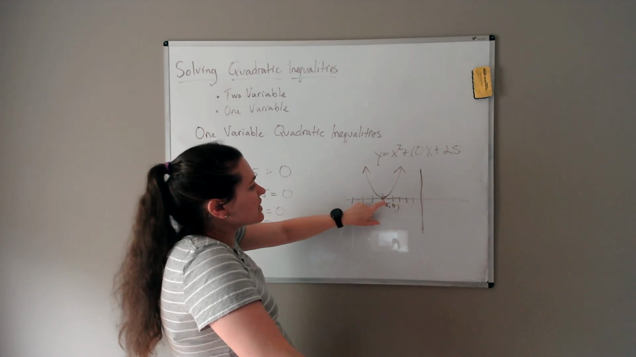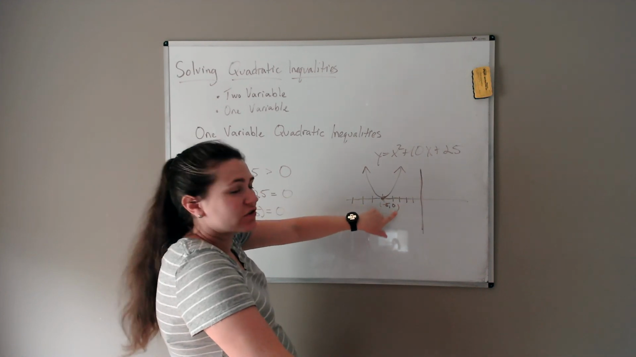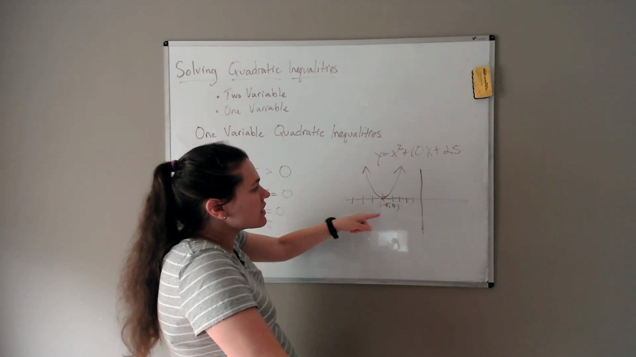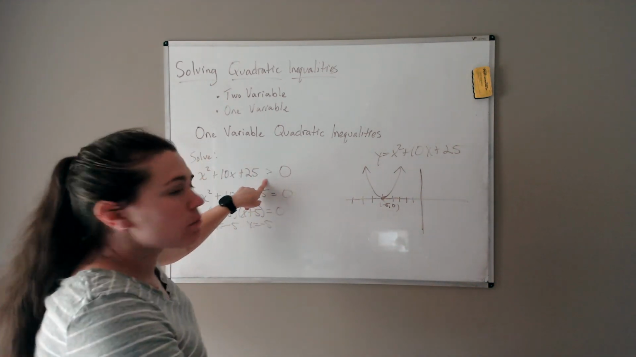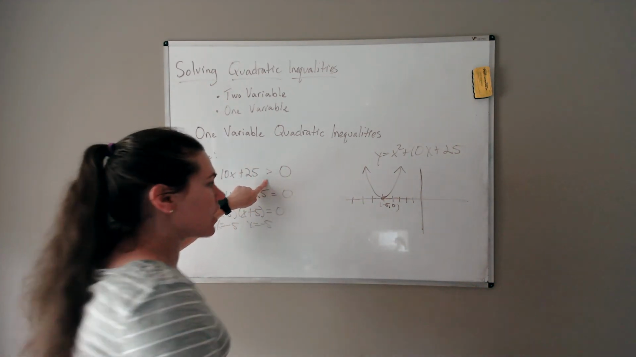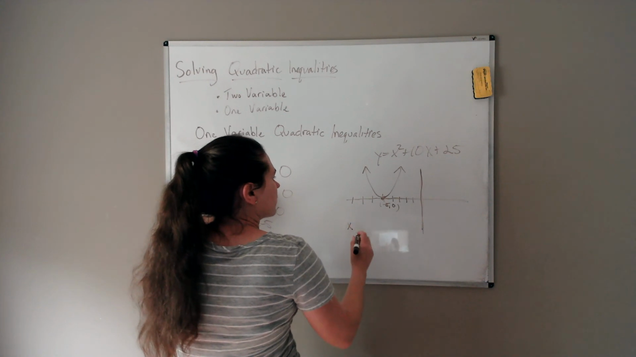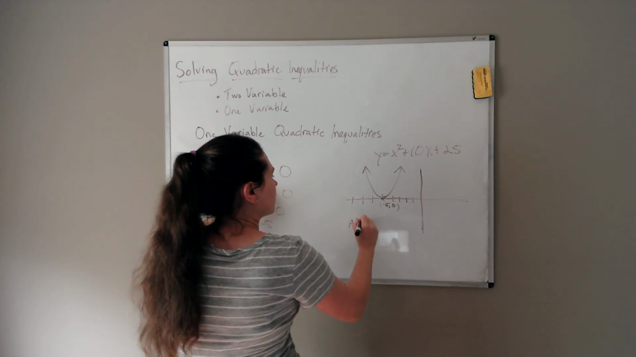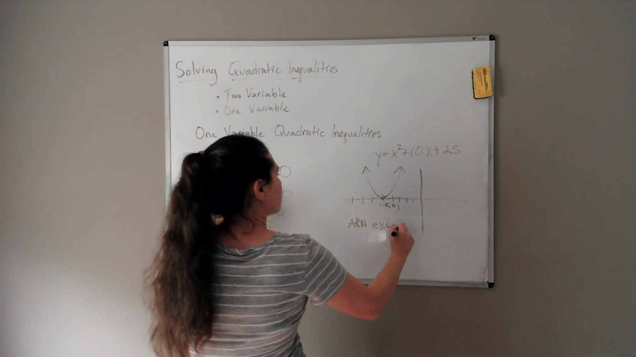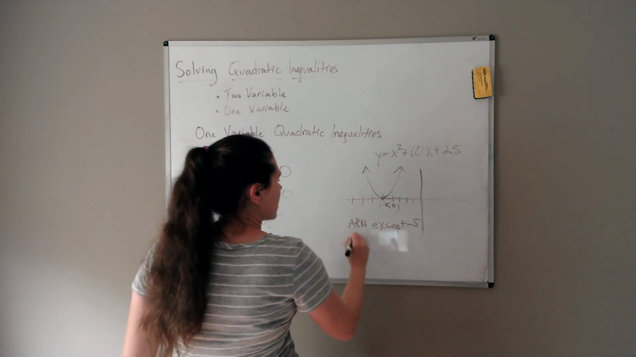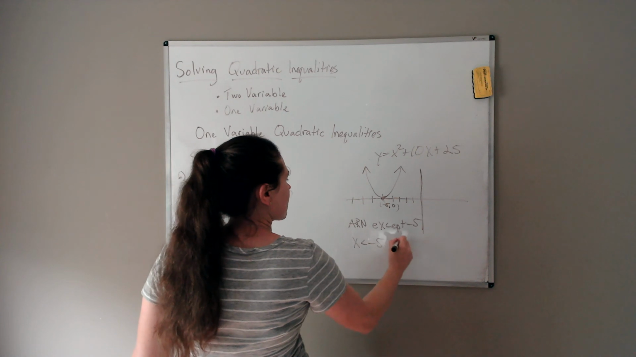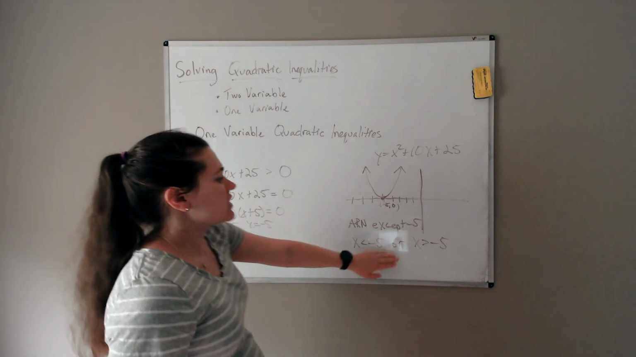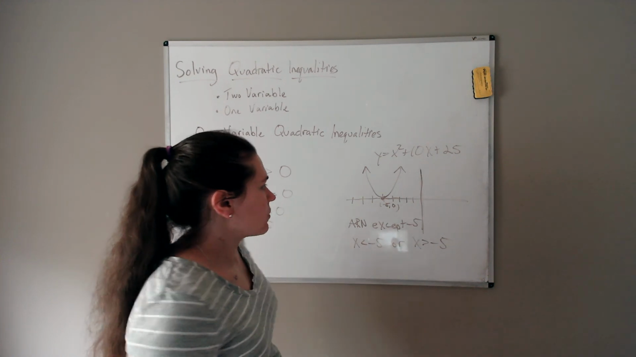To the right of -5, all of your outputs are also all positive. But when x is -5, your output is 0. So every real number but -5 has an output that is greater than 0. So the answer, you can say one of two things. You could say all real numbers except -5, or you could say x is less than -5 or x is greater than -5. This means everything but -5.